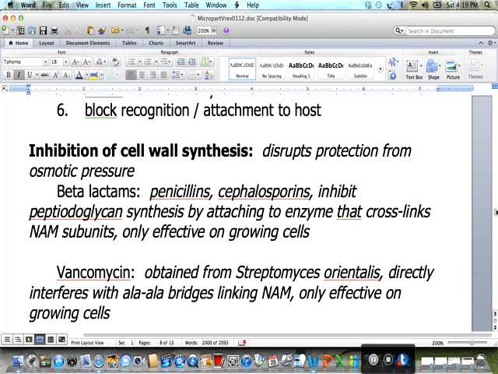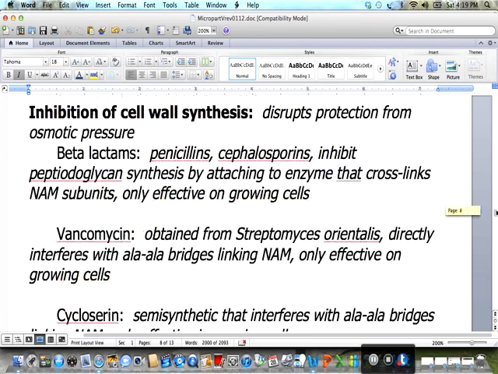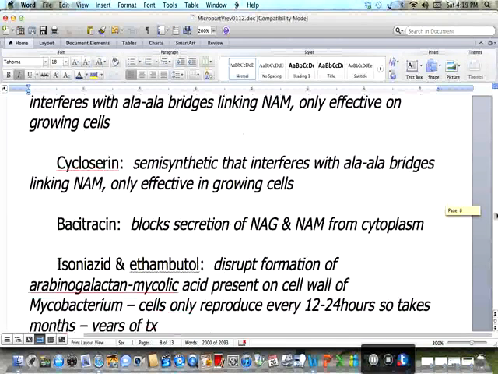Vancomycin is obtained from Streptomyces orientalis and directly interferes with the alanine-alanine bridges linking NAM in the cell wall. This is only effective on growing cells and is beginning to see more antibiotic resistance. Cycloserine is a semi-synthetic that also interferes with alanine-alanine bridges and is only effective in growing cells.